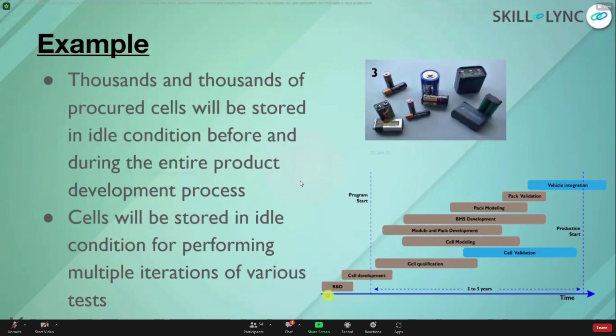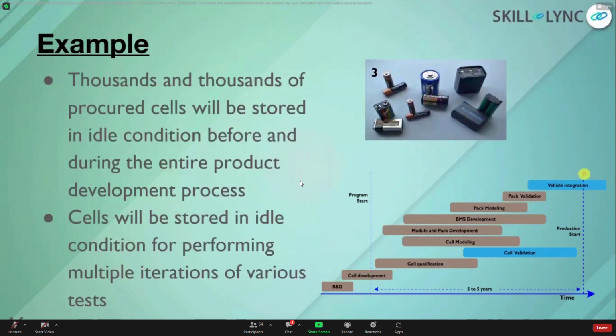As you can see here, it starts with R&D. The cell development will happen, and the cell qualification will be going on. We have seen what type of qualifications are done. Once this is going on, the module and pack development will already be started, because we have certain data about the cells. Then in parallel we will be doing cell modeling and BMS development. Once it is done, we will completely go for cell validation. Once the cell validation is done, we will complete the pack validation, and then it will be integrated into the vehicle. In fact, even after that, there are a few more steps. So you get the idea.